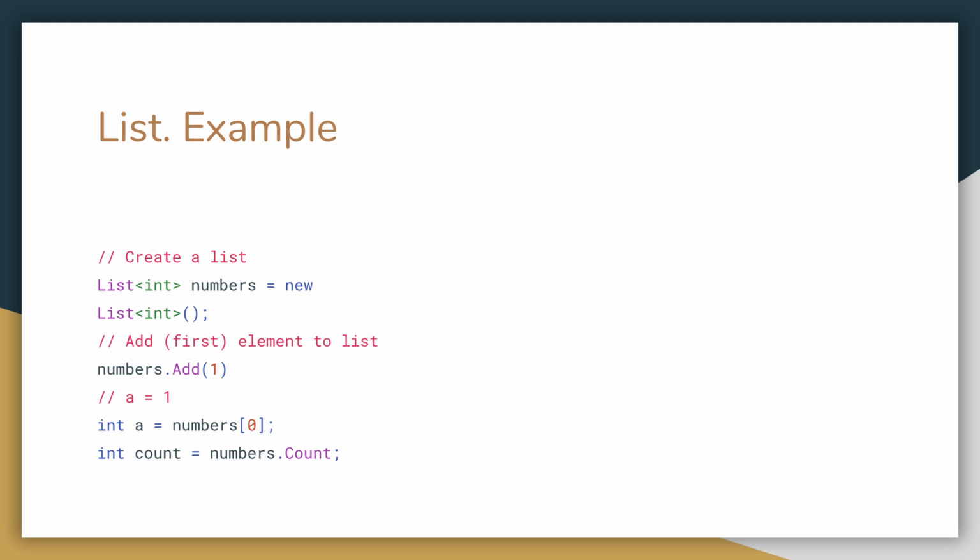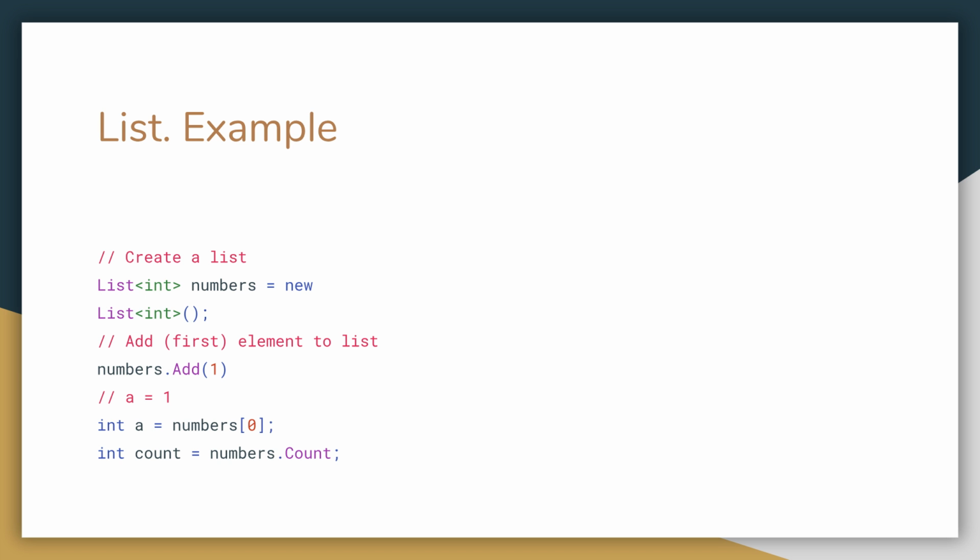Alright, so we created a new list in this example, a list of int, and that's our generic type. And we add the first element to our list, which is 1. And then we assign a value of the first element of our list, which is 1. And to get a count of the total amount of numbers in the list, we use a count property.